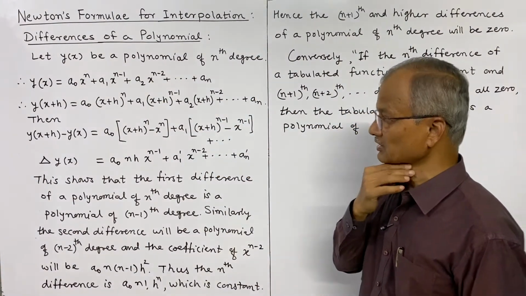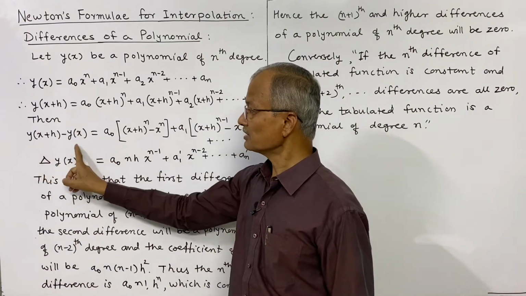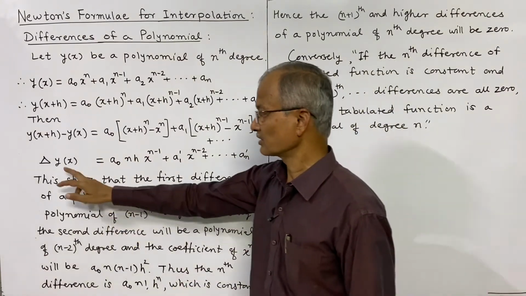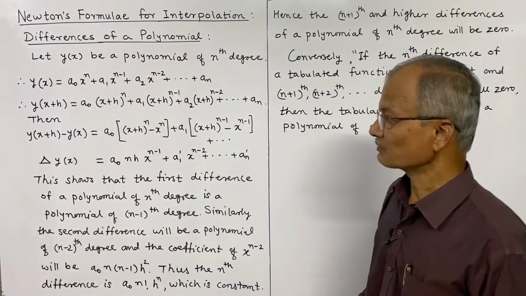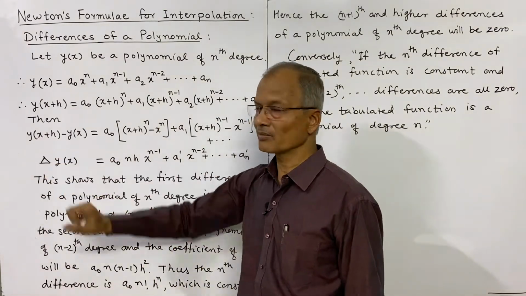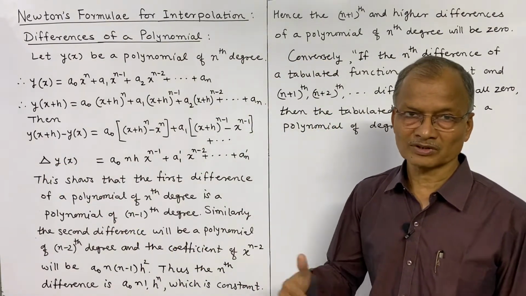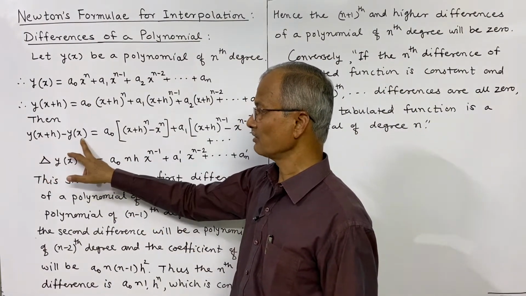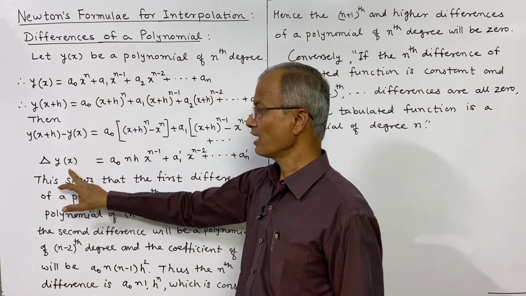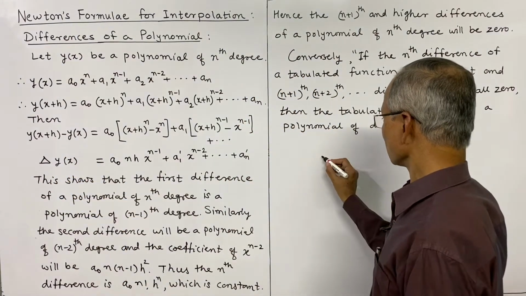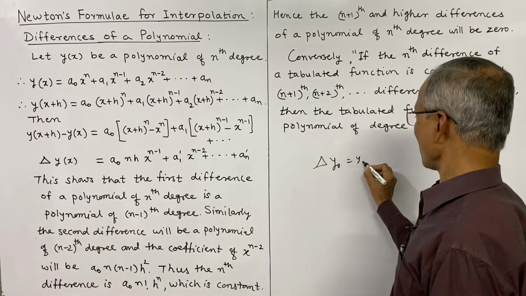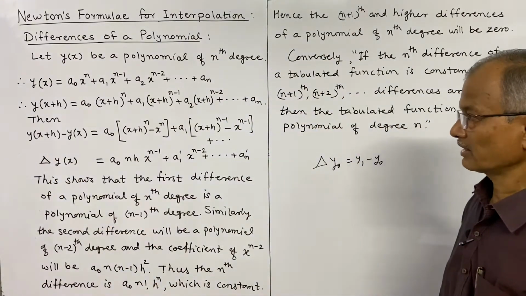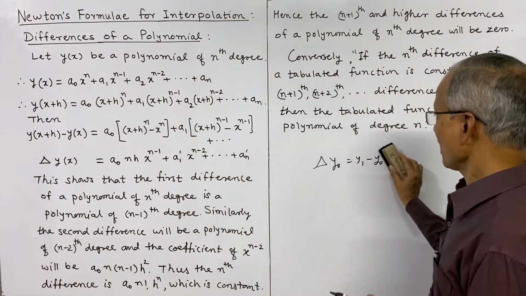Now what about this difference? This is the forward difference of y at x. Delta y of x is y of x plus h minus y of x. The difference between the steps is denoted by h, and therefore the next value is x plus h and the previous value is x. So this is the forward difference of y at x. We have seen that delta y0 is equal to y1 minus y0. So this is delta of y of x, that is y at x plus h minus y of x.